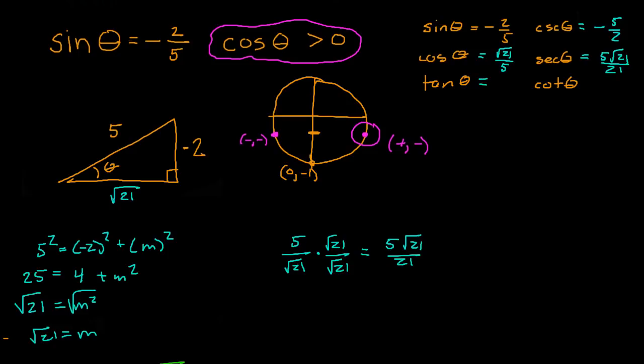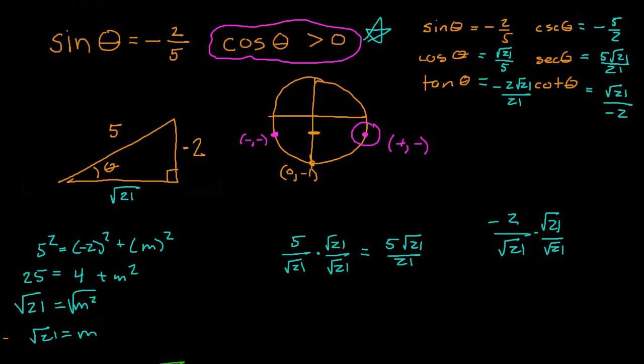Tangent is the opposite over the adjacent. So again, I'm going to do a little bit of dirty work because that's negative 2 over radical 21. Once again, multiply top and bottom by radical 21, and I get negative 2 radical 21 over 21. And finally, cotangent is the adjacent over the opposite. And that would not require dirty work because that would be radical 21 over negative 2. So that's how easy it is to find all 6 trig functions if you're given one.